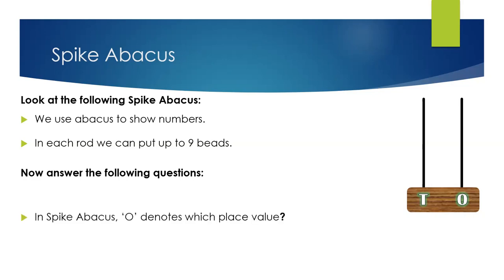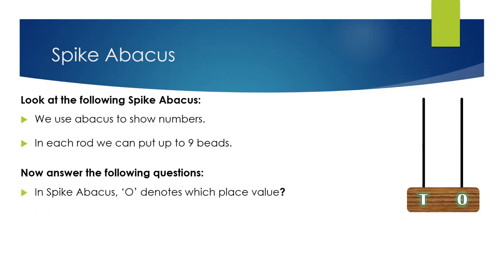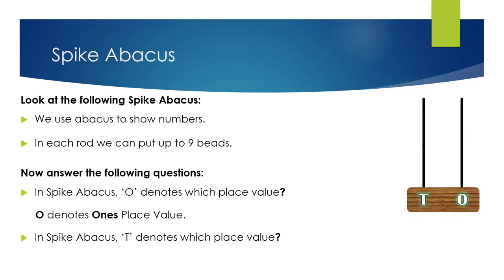So as you have watched the video, tell me, O denotes which place value? Yeah, O denotes ones place value. Similarly, what is the place value denoted by T? Yeah, T denotes tens place value.